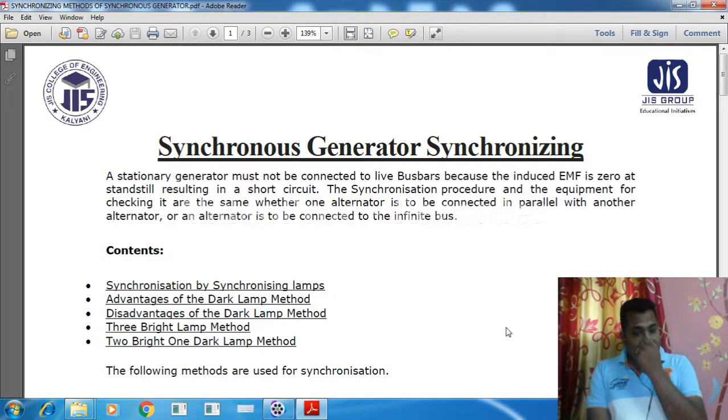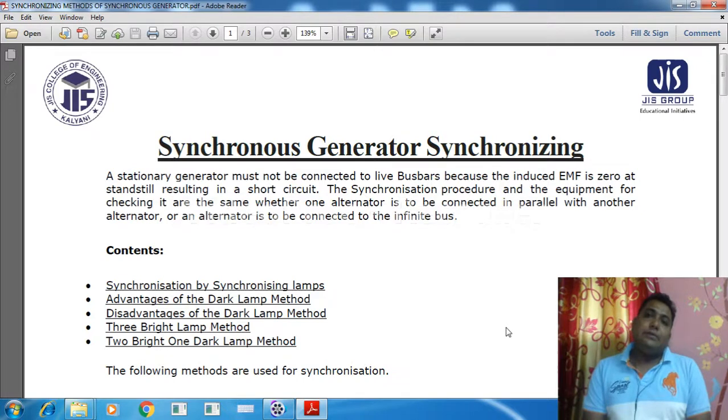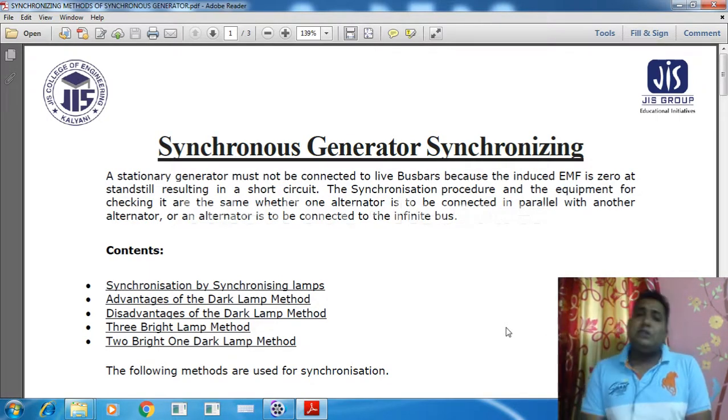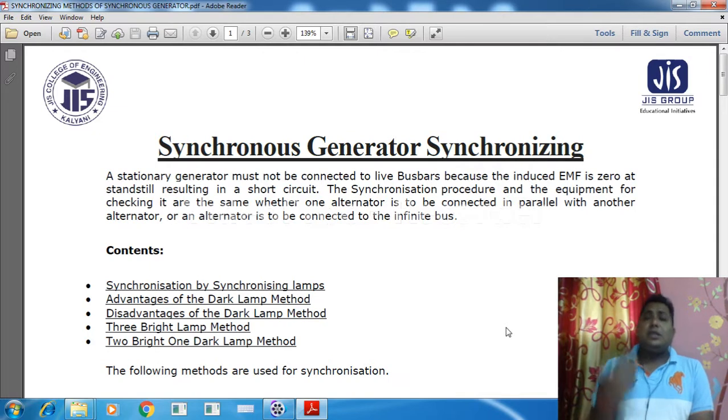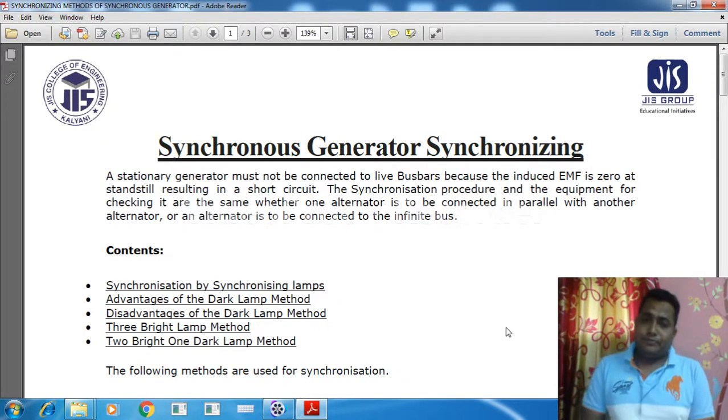When we discussed those things, we saw that the voltage profile of the alternator that we have to connect to the bus bar should match the bus bar. The frequency should be synchronized, and the phase sequence should be synchronized. If those are synchronized, then only can we connect the incoming alternator to the existing system.